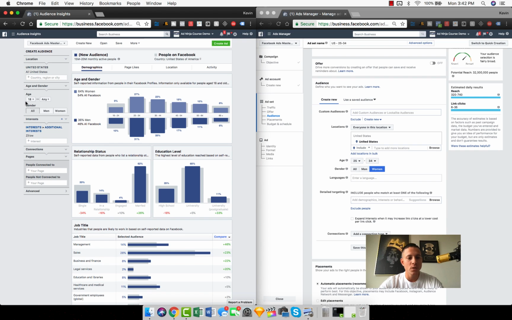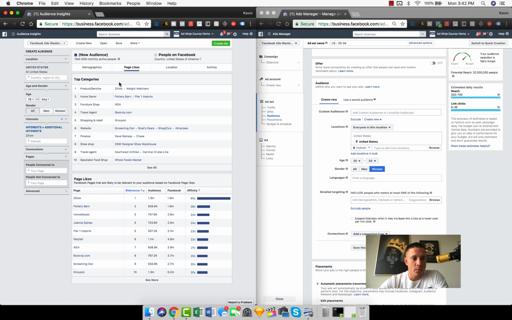So Zillow. Let's see what other things people who are interested in Zillow are also interested in. If we come to page likes right here, we're going to see that people who are interested in Zillow are also interested in Weight Watchers, which is interesting, Pottery Barn, Pier 1. I don't know much about Pottery Barn or Pier 1, but this makes sense, right? People who are buying a new home or looking for a new home are interested in IKEA because they have to get furniture for it.